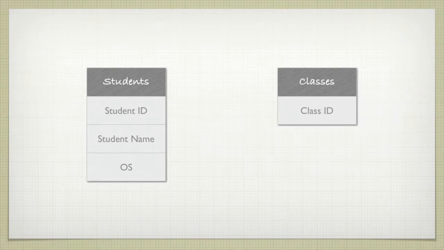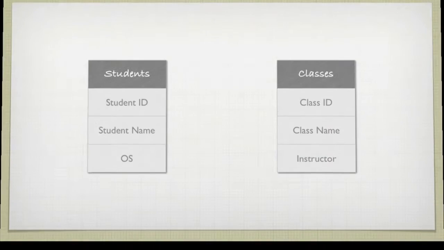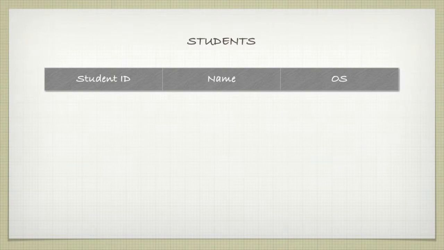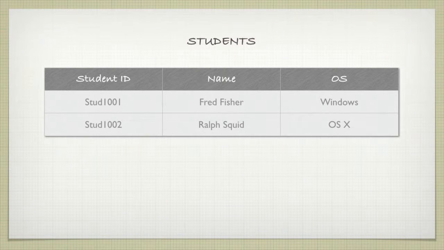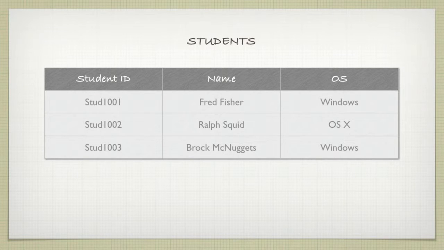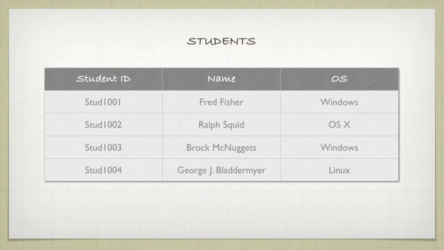For the class, we can have a class ID, a class name, an instructor, and again, all sorts of other information. If we look at the student table itself, we might have a table that looks something like this with the student ID, the name, and the operating system. And student 1001 listed there is Fred Fisher, who uses Windows as an operating system. And student 1002, Ralph Squid, who uses OS X. And student 1003 and 1004, all of that information about the students.